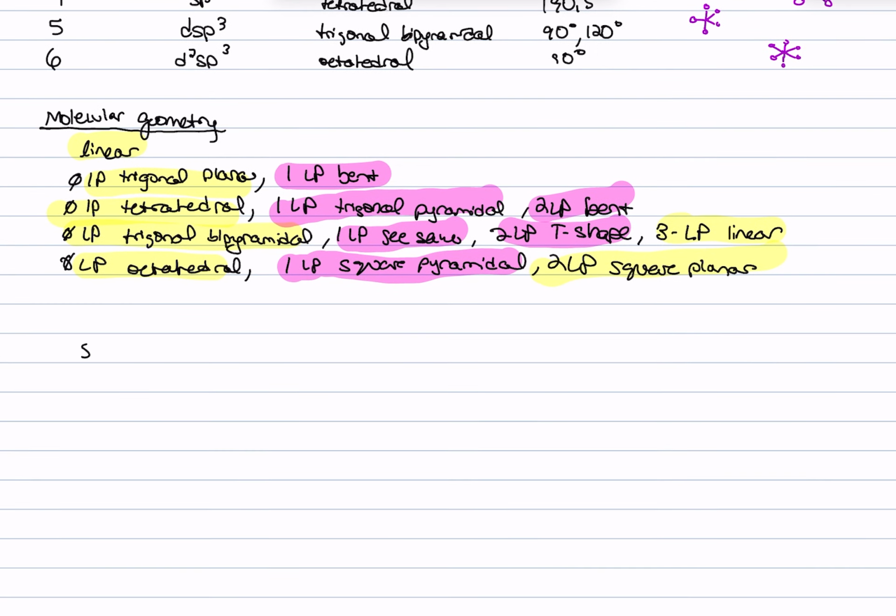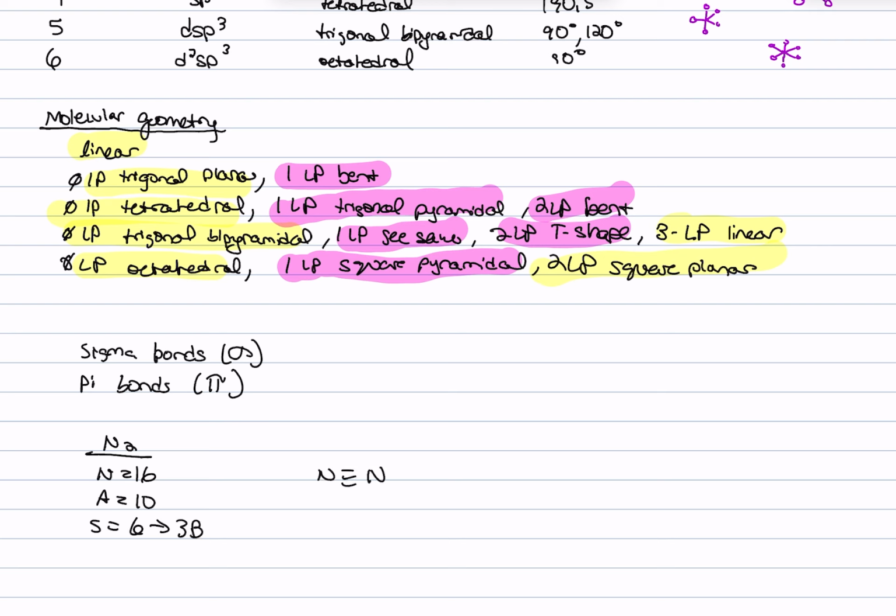And the last part of this topic is the sigma and pi bonds. So the sigma bonds are because of the overlapping s orbitals, and the pi bonds are because of the overlapping p or d orbitals. And a single bond will have one sigma bond, a double bond will have one sigma and one pi, and a triple bond will have one sigma and two pi. An example is N2, so it has an N of 16, an A of 10, and an S of 3 bonds. And so we can draw in a triple bond, meaning that it is 1 sigma and 2 pi.